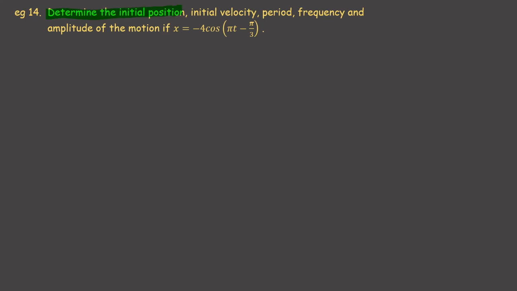Determine the initial position, initial velocity, period, frequency, and amplitude of the motion if x is equal to -4 cos(pi t - pi/3). So let's deal with this a piece at a time.